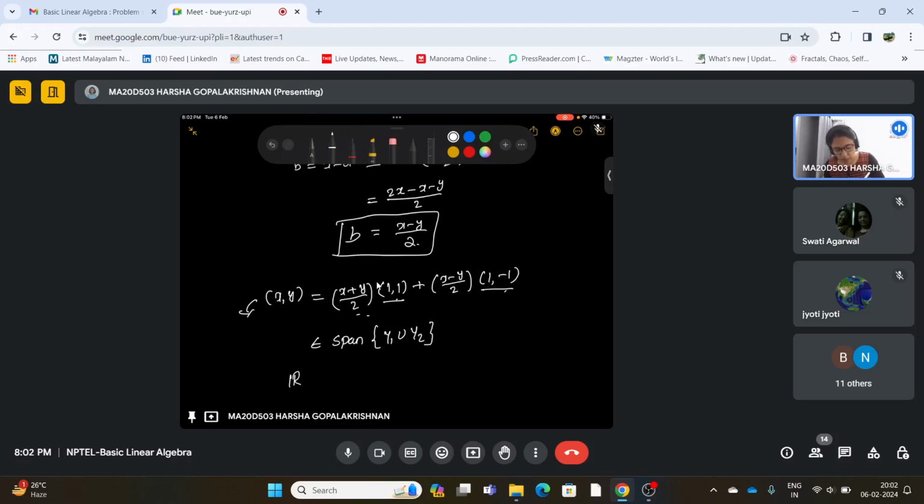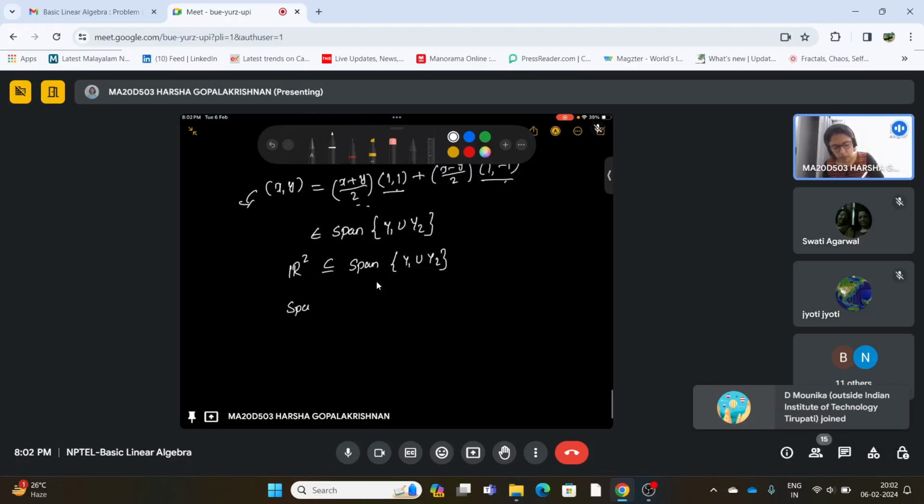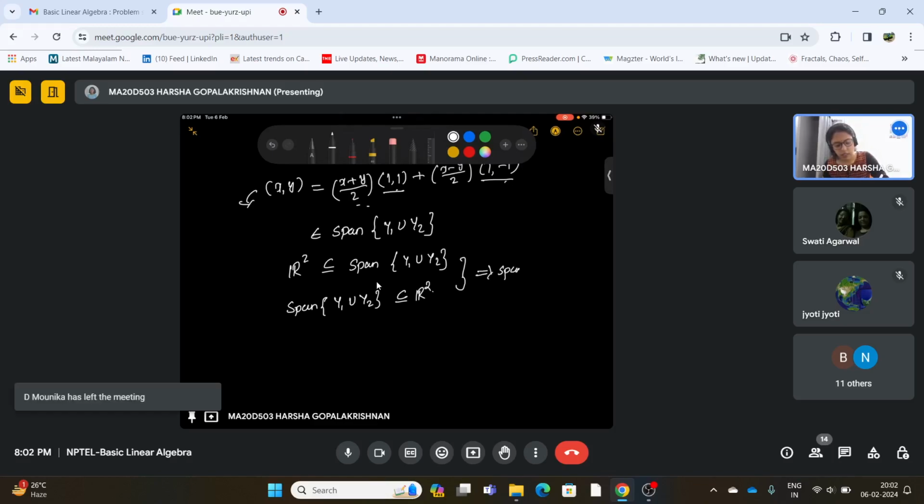What does this mean? R2 is contained in the span of y1 union y2. But we already know that any span is a subspace of R2. So from these two conditions, what can we conclude? The span of y1 union y2 equals R2. Is that fine for everyone?